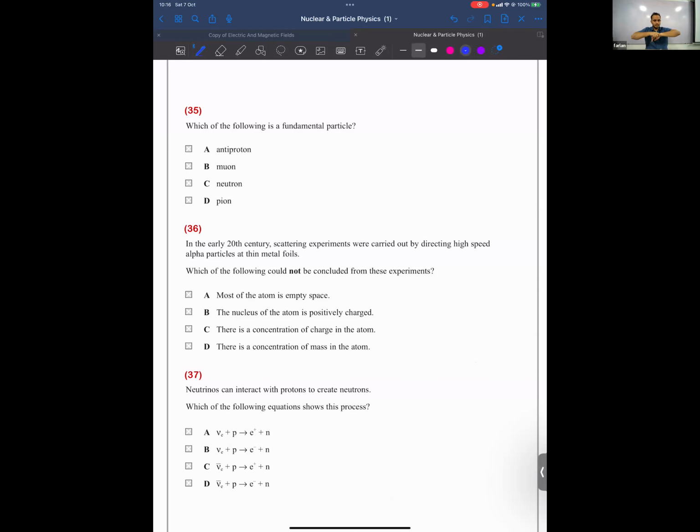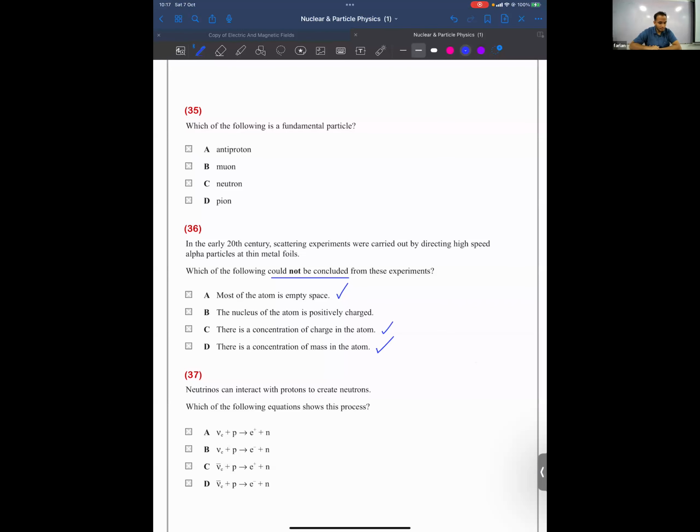In the early 20th century, scattering experiments were carried out by directing high-speed alpha particles at thin metal foils. Which of the following could not be concluded from these experiments? Could not be concluded. Most of the atom is empty space was a conclusion. C. There is a concentration of charge in the atom. Yes, that was a conclusion. D. There is a concentration of mass in the atom. Yes, that was a conclusion. What was not a conclusion?